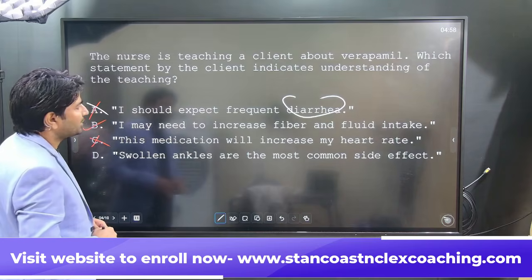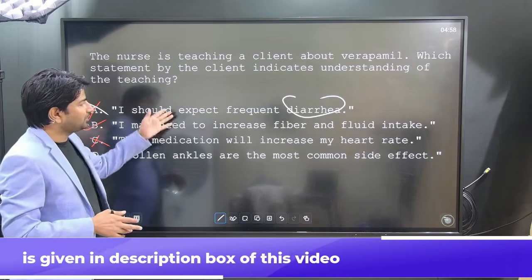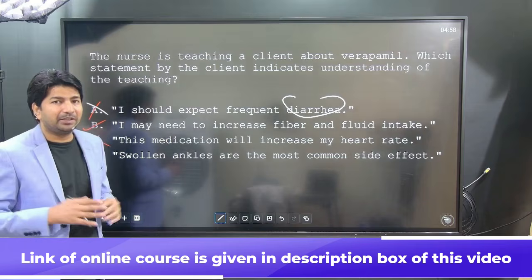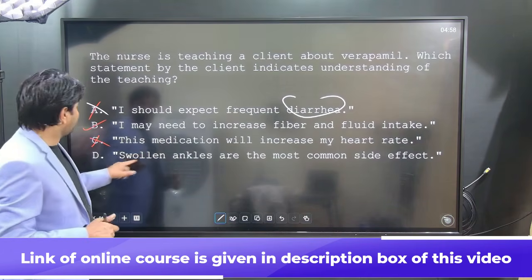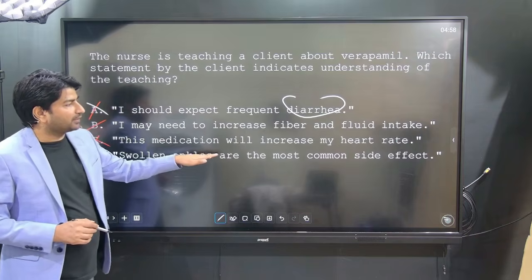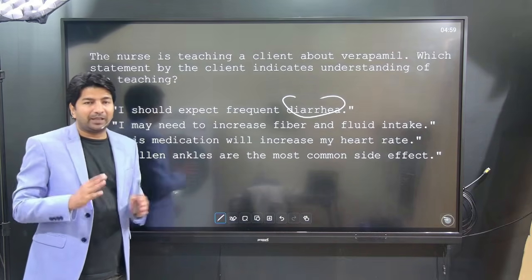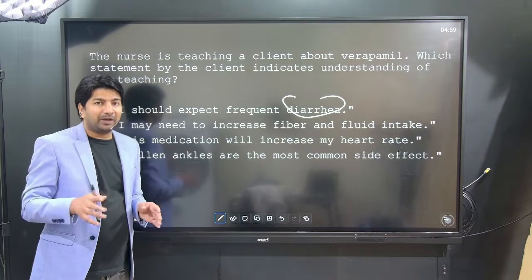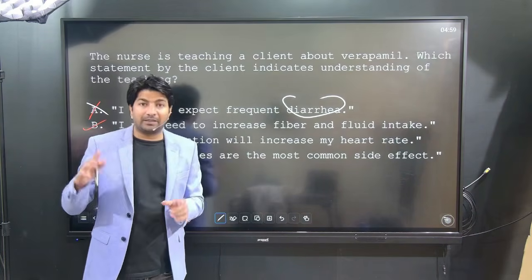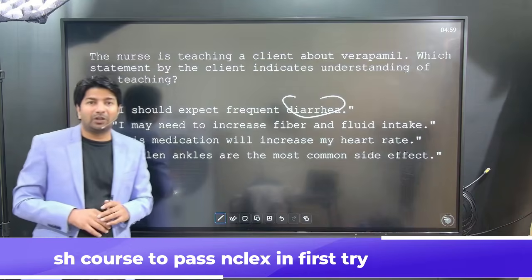"Swollen ankles are the most common side effect." If we don't understand that calcium channel blockers are divided into two categories, then we will get this question wrong. Because if you understand that calcium channel blockers cause vasodilation, and then there will be ankle edema or peripheral edema, you would also mark this answer as correct. But here, in this situation with Verapamil, this is not the correct statement. You have to divide calcium channel blockers into two categories: one that works on the arteries and one that works on the heart only. The ones that dilate the arteries will have side effects like peripheral edema, but the calcium channel blockers that work only on the heart will not cause peripheral edema.